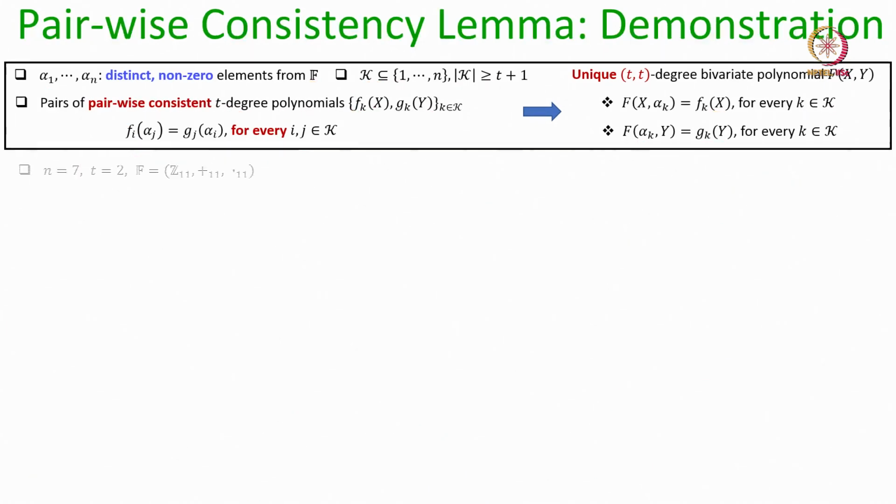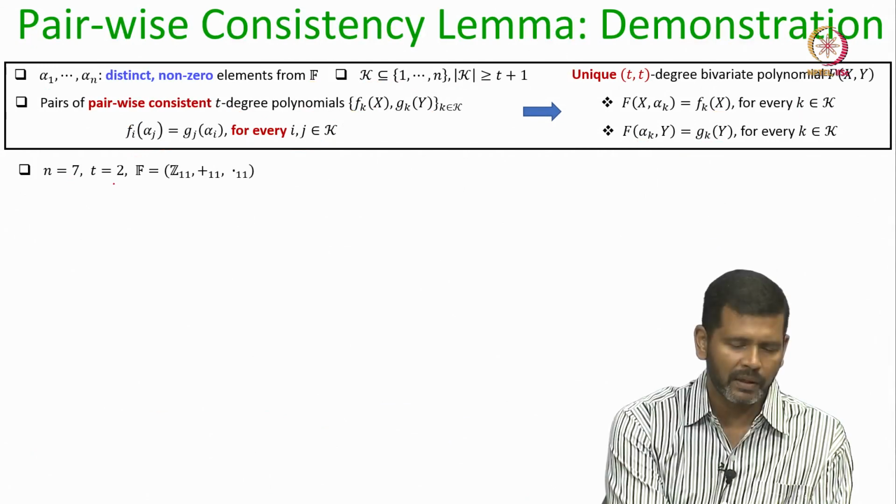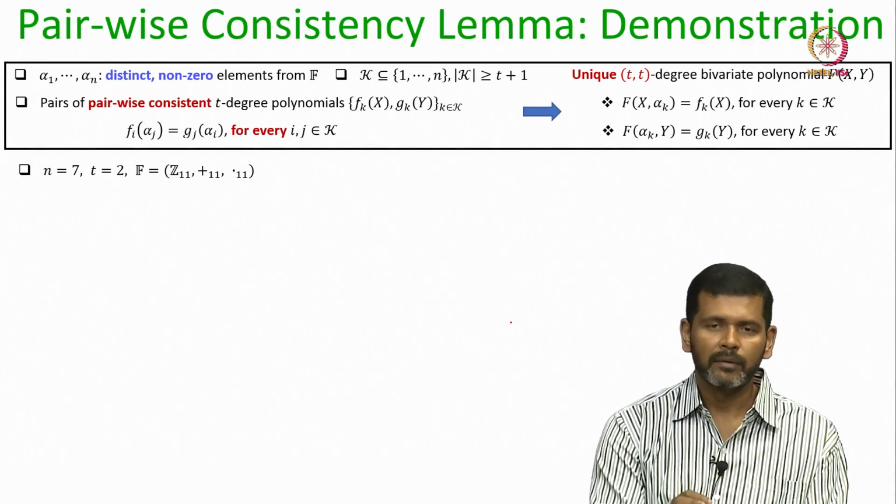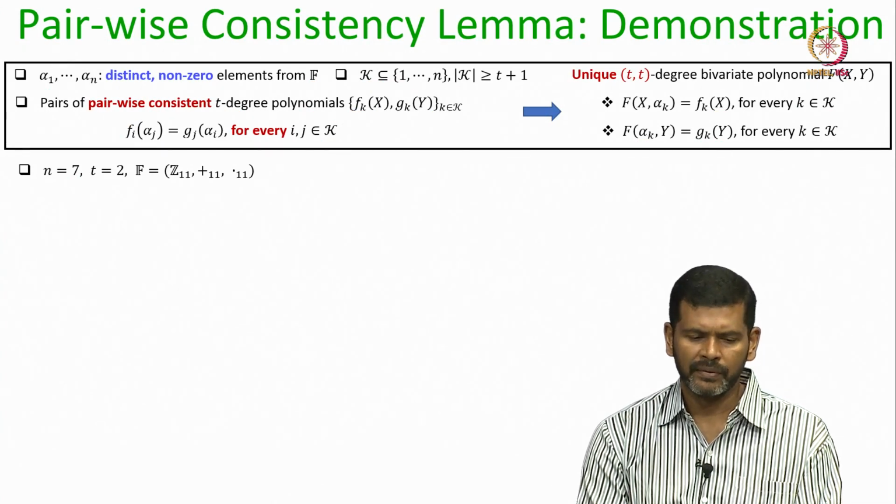Okay. So, let me demonstrate it. For demonstration, I take n to be 7 and t to be 2, and I will be performing all the operations over this field Z11.